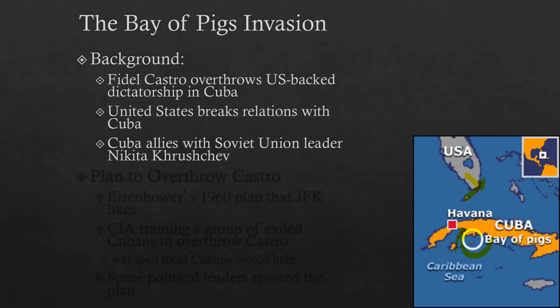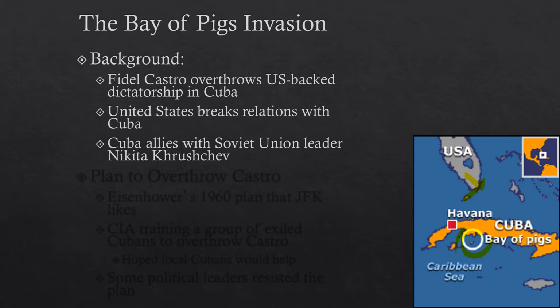And because of this, Fidel Castro reaches out to the new Soviet Union leader, Nikita Khrushchev, who I had told you about in the election of 1960 PowerPoint. He becomes the leader of the Soviet Union after Joseph Stalin dies. So Fidel Castro and Nikita Khrushchev become like buddy-buddy. They really do like each other.